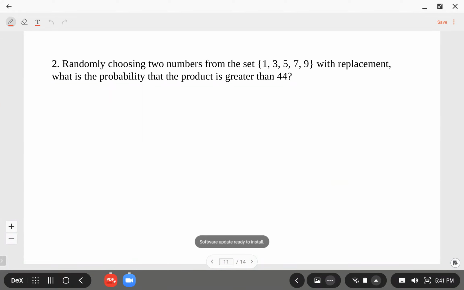Randomly choosing two numbers from the set 1, 3, 5, 7, and 9 with replacement. Okay, you can do replacement. With the marbles we can't do replacement, but with this one we can replace the numbers. So what is the probability that the product is greater than 44? You choose two numbers from the set. Let's say you have 7 times 7 equals 49. Yes, that is greater than 44. Now you're going to find every case and then divide by all outcomes.